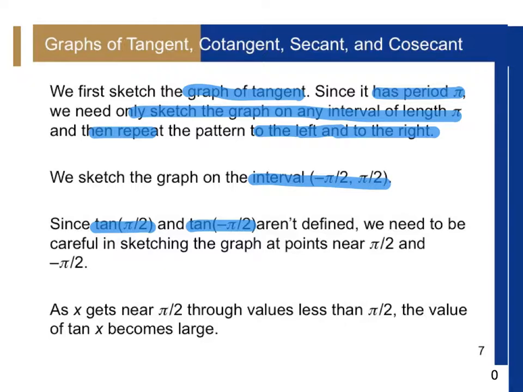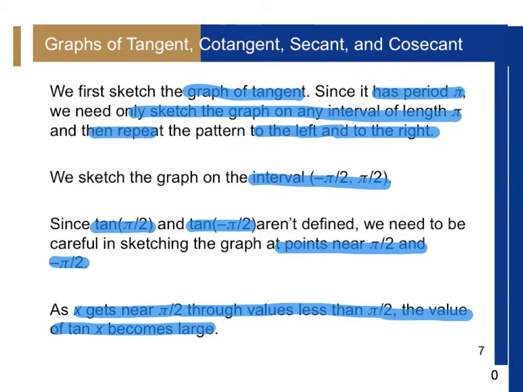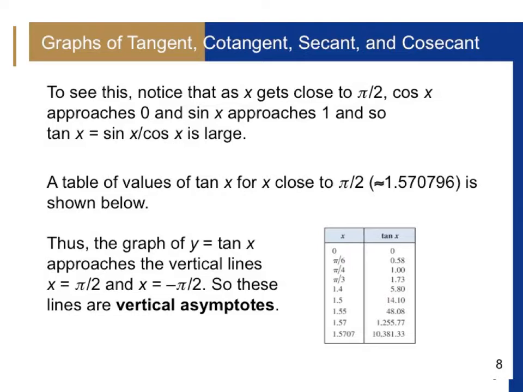So what happens at points near pi over 2 and minus pi over 2? As x gets near pi over 2 through values less than pi over 2, the value of tangent of x becomes very large. It goes to infinity, and that's a vertical asymptote for the graph. The reason is that as x gets close to pi over 2, cosine of x approaches 0 and sine of x approaches 1. So tangent of x, equal to sine of x over cosine of x, is large.